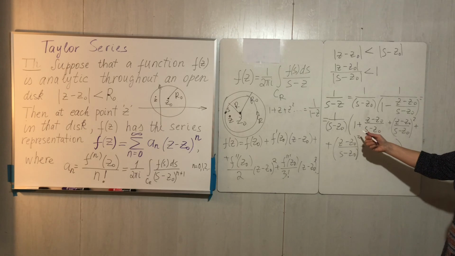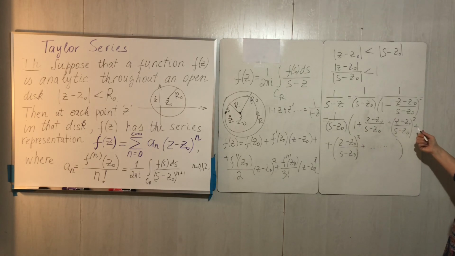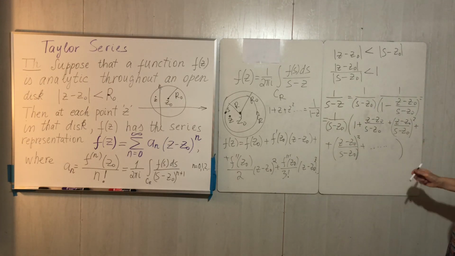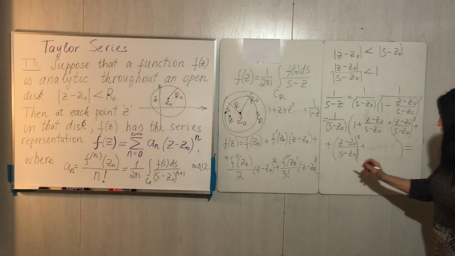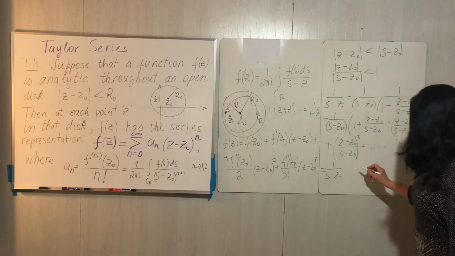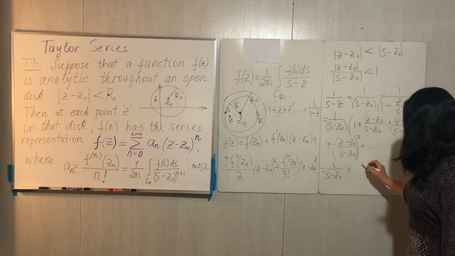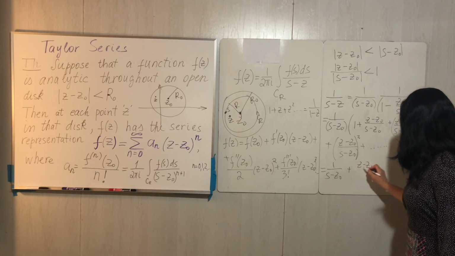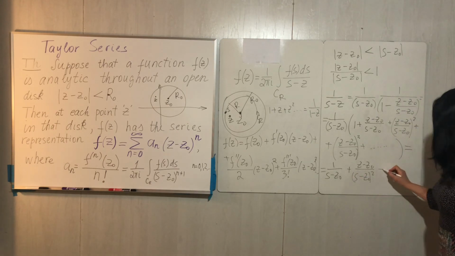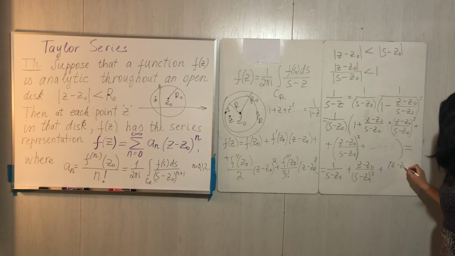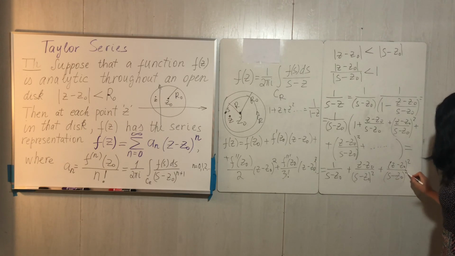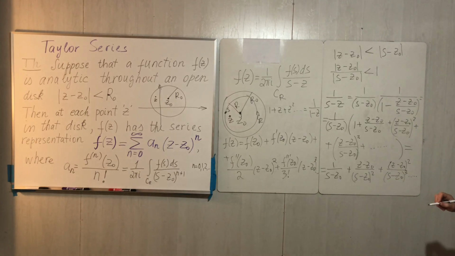And so what are we going to do next? Next, we're going to multiply this back into each of the expressions. So then we will have 1 over (s minus z sub 0), plus (z minus z sub 0) over (s minus z sub 0) squared, plus (z minus z sub 0) squared over (s minus z sub 0) cubed, and so on.